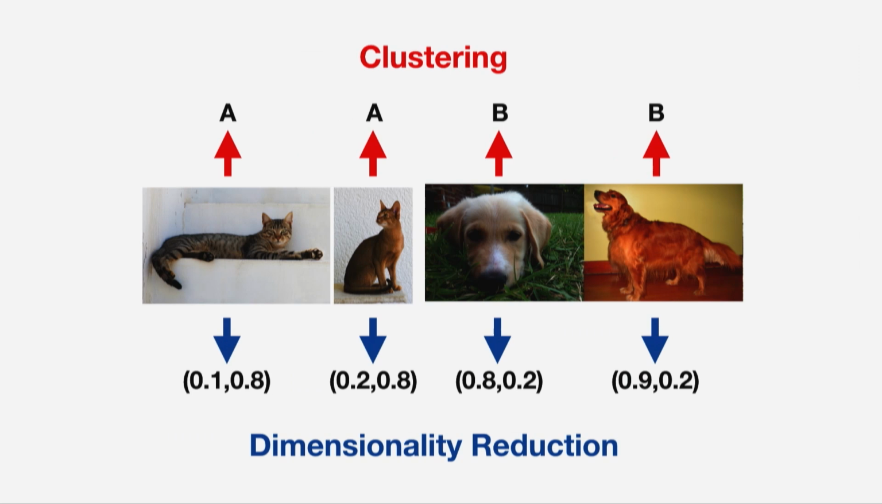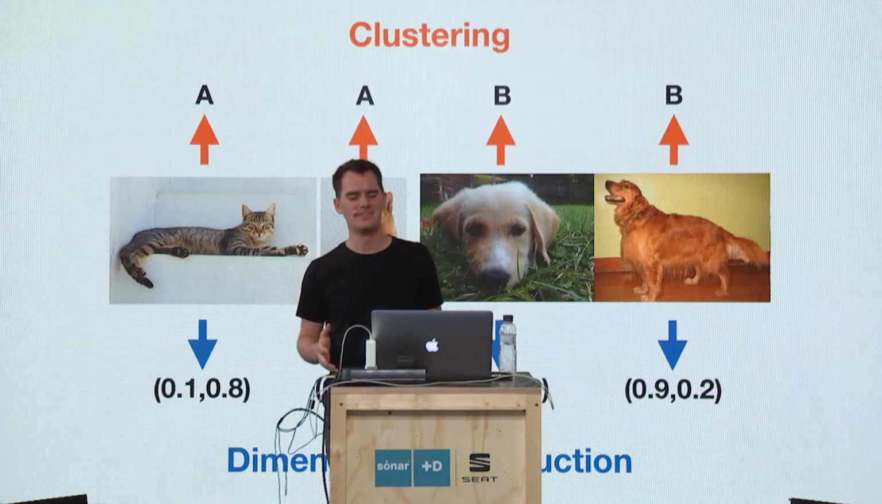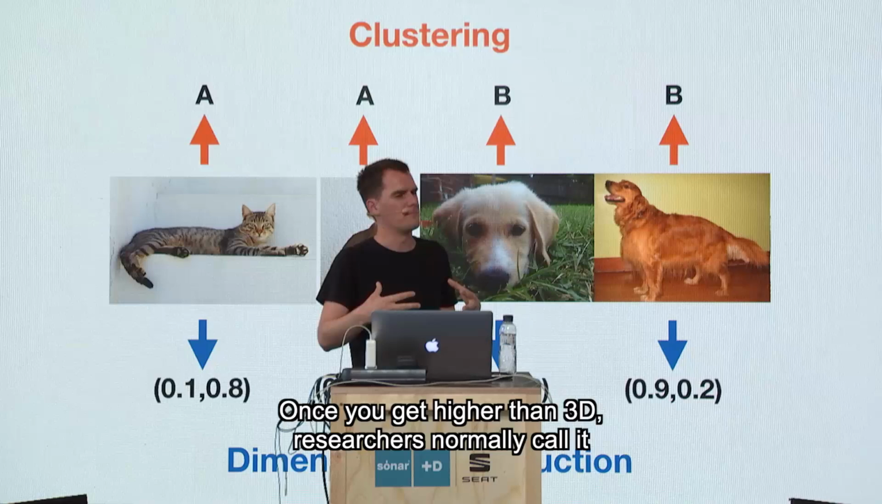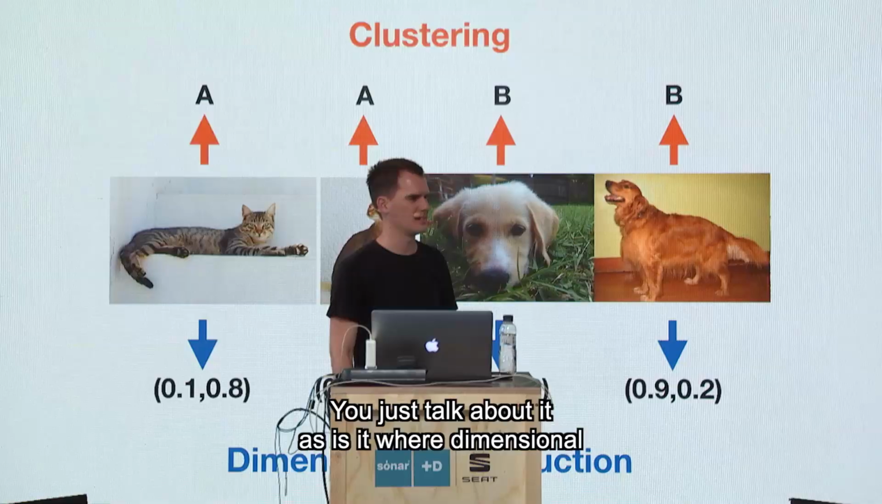Another kind of unsupervised learning is called dimensionality reduction. While clustering picks a single cluster for each data point, dimensionality reduction provides a small set of numbers describing each data point. So this technique's most useful on data that's very high dimensional. What that means here is that we're all familiar with a 2D point or a 3D point. Once you get higher than 3D, researchers normally call it high dimensional data. And what they really mean is probably something with hundreds of dimensions, something that makes no sense to visualize. You just talk about it as if it were dimensional, because that's what they like to do.